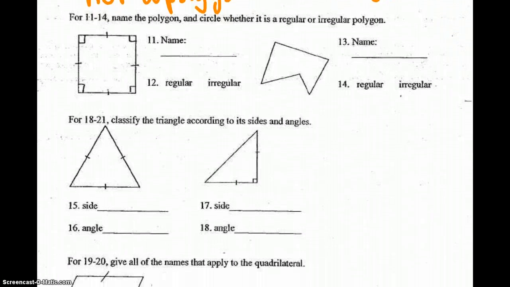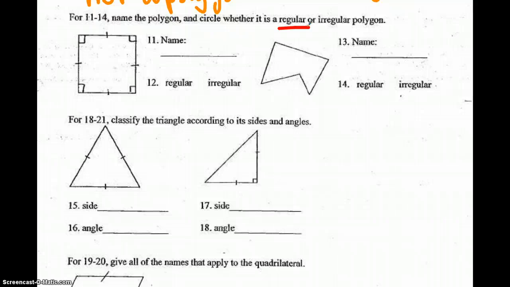For 11 through 14, name the polygon and circle whether it is regular or irregular. Remember, we talked about this today in class, a regular polygon has all the same sides and all the same angles. It looks like a stop sign. A stop sign is an example of a regular polygon. You can have 8-sided figures that don't look like stop signs, and that would make it an irregular polygon.